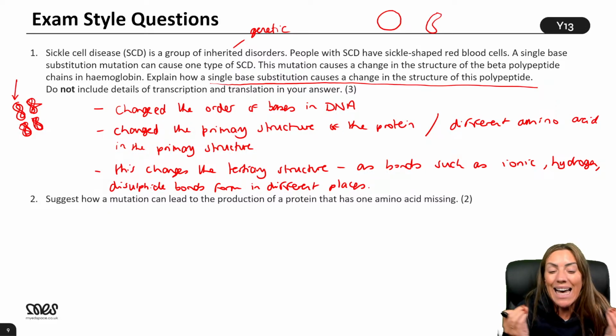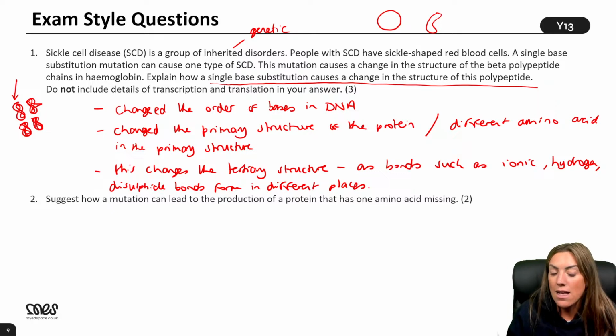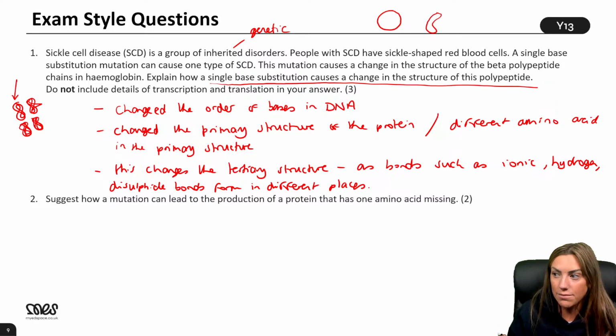It basically cannot carry as much oxygen as it should. Okay, that's the end result of sickle cell anemia. The red blood cells cannot carry enough oxygen.